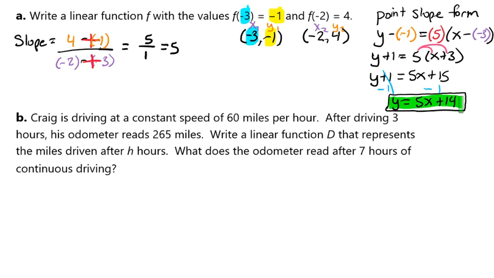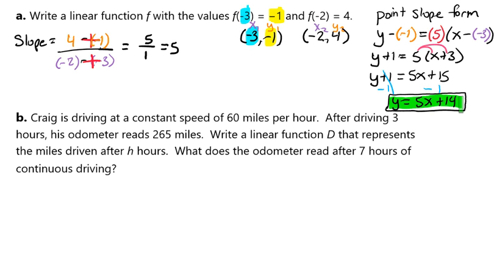Let's give letter B a try. So here it tells us that Craig is driving at a constant speed of 60 miles an hour. And after driving 3 hours, his odometer reads 265 miles. So we're going to write a linear function, and we're going to call it D, that represents the miles driven after h hours. And what does the odometer read after 7 hours of continuous driving?